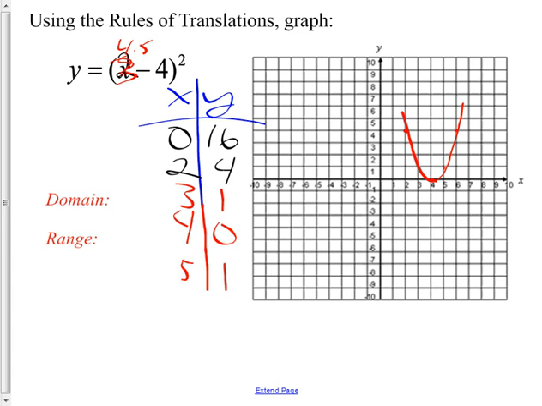Okay, now what do I do with domain and range? I want to make sure you get domain and range. So once again, I'd like you to shut your iPads for a second and look up here. Just need your full attention for a second.